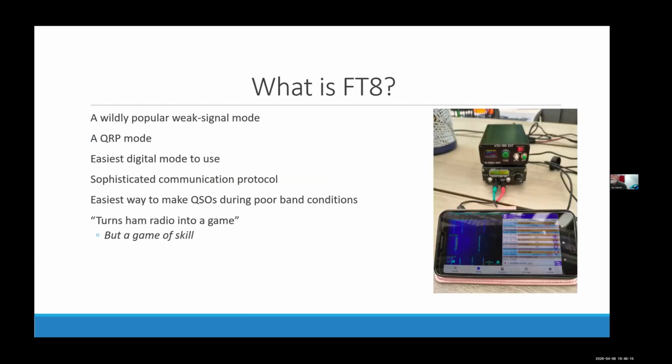So you probably know what FT8 is, but it's many things to many people. It's a weak signal mode at the bottom of the sunspot cycle. Some days it was really the only way you could make QSOs. It's one of the easiest digital modes to use. It has a communication protocol based on what NASA uses to talk to satellites out between the planets. And it's also drawn criticism.